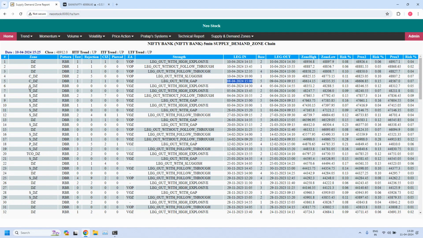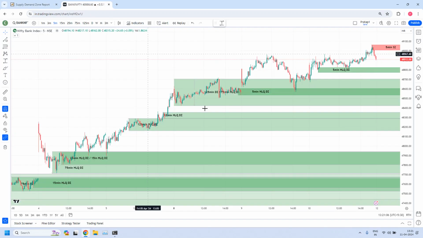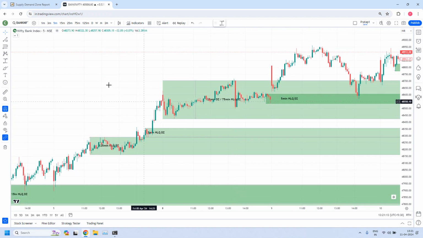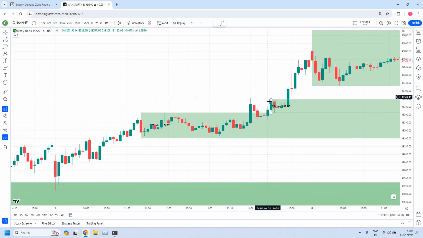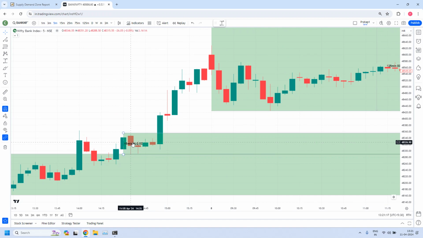The next one is also a high liquidity zone, a fresh zone. Prices haven't entered into this zone. This is S underscore DZ. When it was created, it was created on 5th April, 1430. After that, 4 base candles. 5th April, 1430, somewhere here. So within this 5-minute zone. So this is the one.